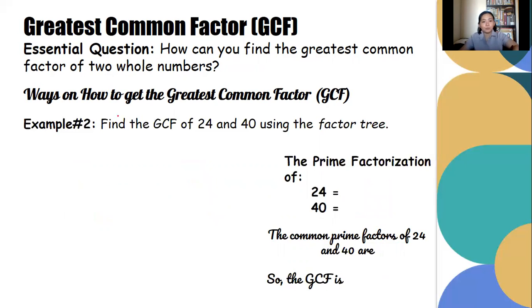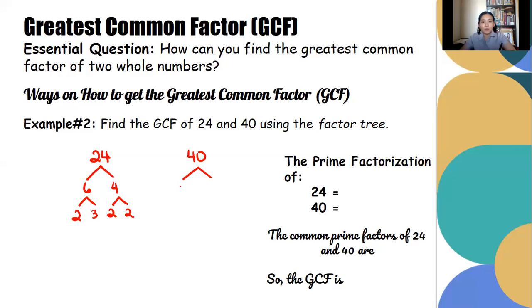Example number 2. We have 24 and 40. Think of two factors of 24. I'll try to have 6 times 4. 6 can be represented as 2 times 3 and 4 as 2 times 2. All the numbers now at the end of the lines are prime numbers, so I won't touch them.